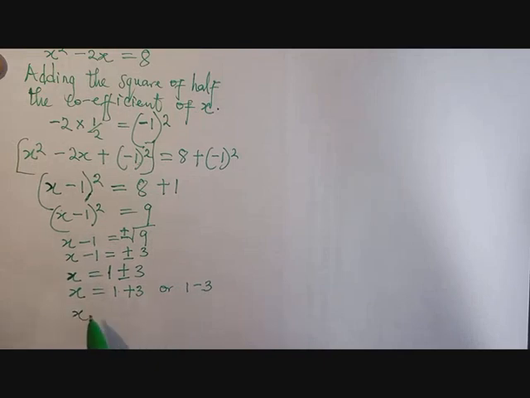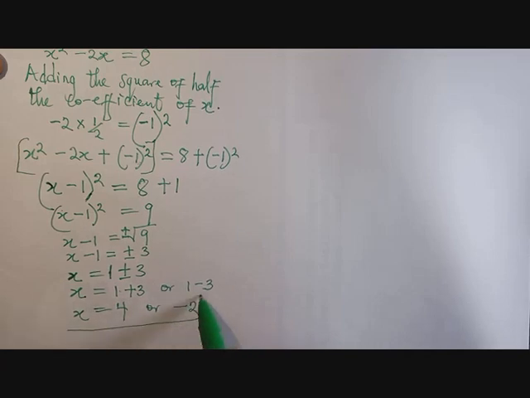So x equals 1 plus 3 is 4. 1 minus 3 is minus 2. So this is our value for x.